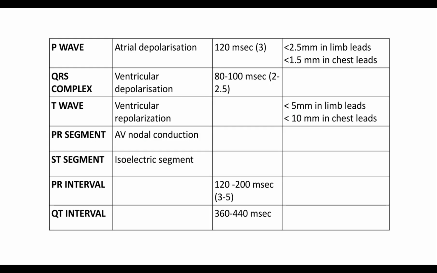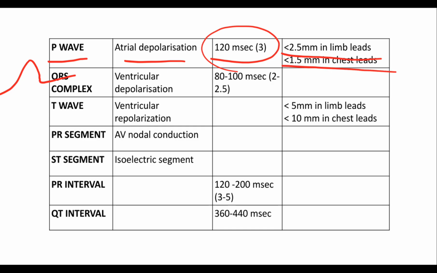Now, you have calculated the rhythm, rate, and axis from the ECG. Now, what are the normal parameters that you must remember so that you know if there is any abnormality in that ECG? P wave, what is the basis? It's atrial depolarization. It's going to be 120 millisecond or 3 small squares. If it's more than that, it's called a large P wave, right? It's usually 3 small squares wide and 3 small squares in amplitude. So it's like a square wave. Usually it's less than 2.5 mm in limb leads in terms of the amplitude, and less than 1.5 mm, even lesser, in chest leads.